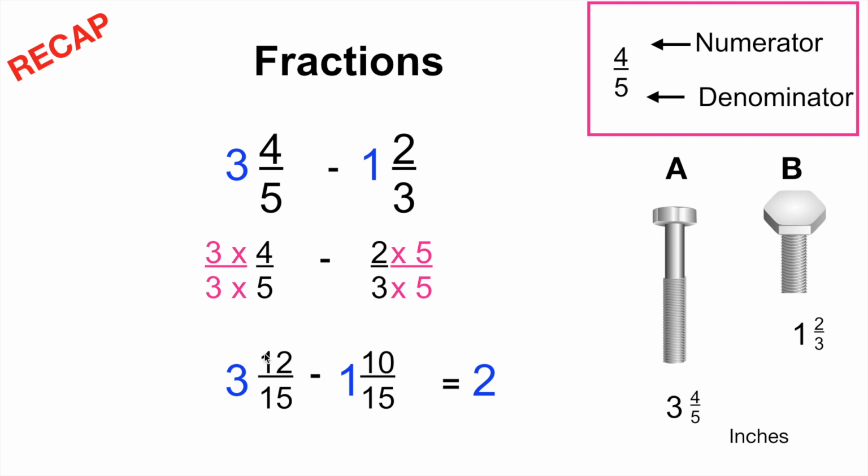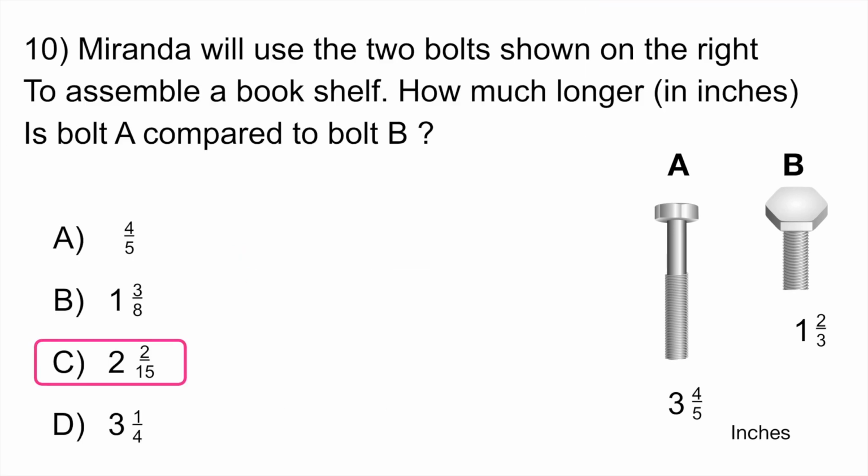For the top numbers, the numerators, you just have to subtract across. So 12 minus 10. And the bottom number, the denominator, is going to stay the same. So the answer is going to be 2 and 2/15 of an inch. So that's the correct answer. Option C.